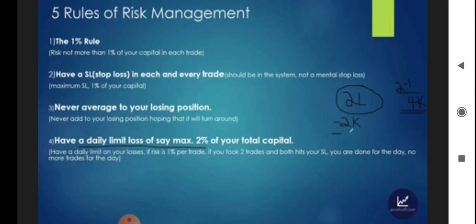Assume that he takes another trade after some time. That also his stop loss hits. He loses another 2,000. So total how much does he lose? He loses 4,000 rupees. What is his daily loss limit? 2% of his capital. What does he do? He'll shut down his system.